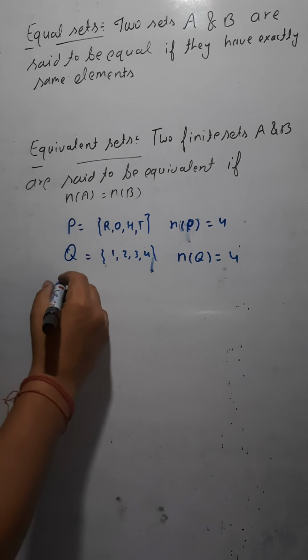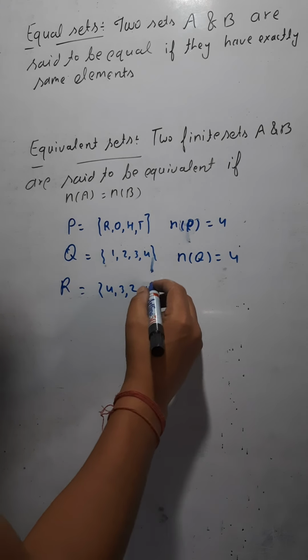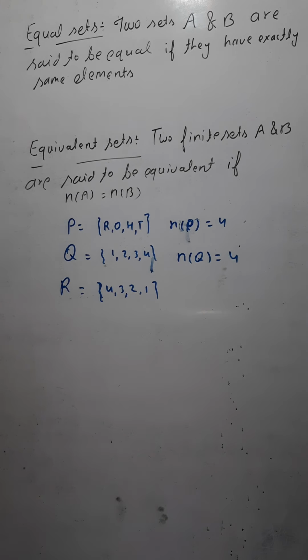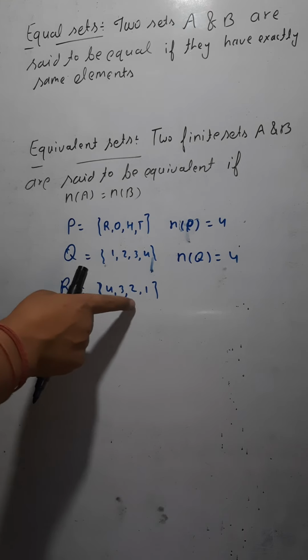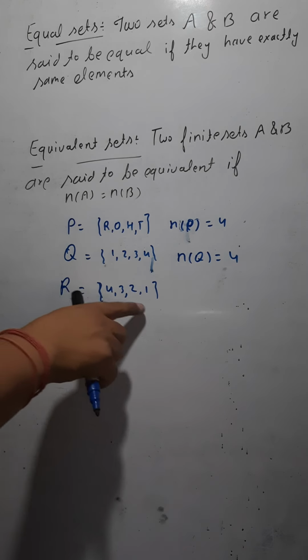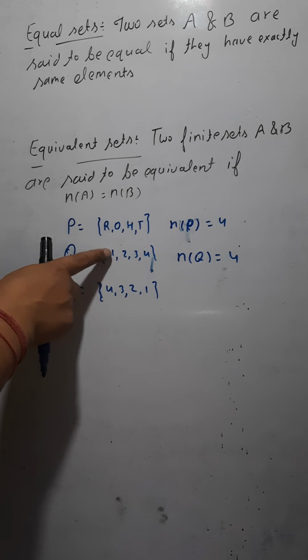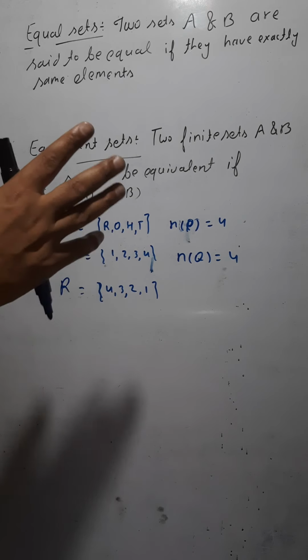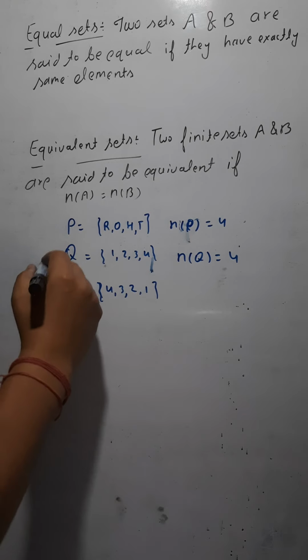Now let me give you one more set, R, and let's say it has the elements 4, 3, 2, 1. Now tell me, what is the relation between Q and R? Q has the elements 1, 2, 3, 4, and R also has the elements 1, 2, 3, 4. Order doesn't matter, whichever way you write the elements. Q and R both have the same elements: 1 here, 1 here, 2 here, 2 here, 3 here, 3 here, 4 here, 4 here. So set Q and set R are equal sets.